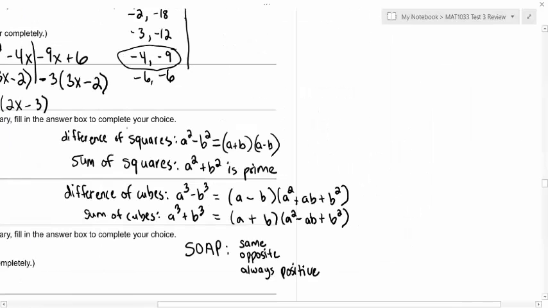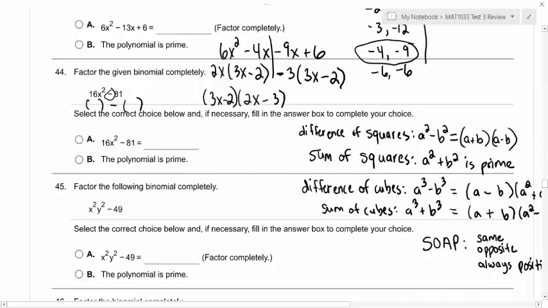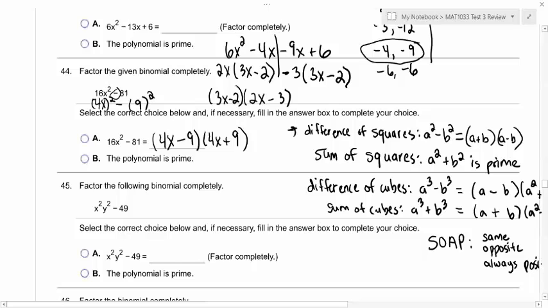4x. And then for 81? 9. 9. Good. So then what would be the answer? If 4x is like your A and 9 is like your B, what would be the answer? 4x minus 9, and then 4x plus 9. Good. In this formula. Good.